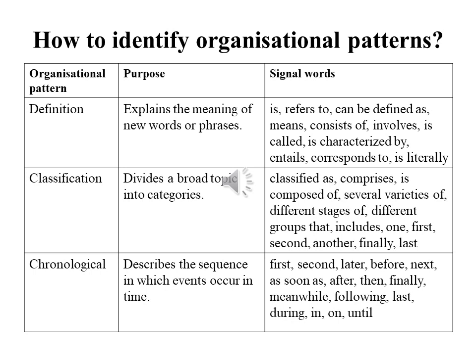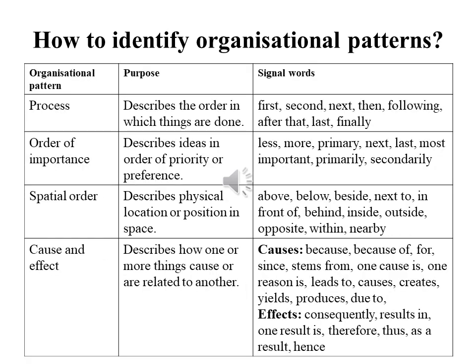Third pattern of organization we look at is chronological, the purpose of which is to describe the sequence in which events occur in time. Following this purpose, the signal words that are found within this pattern of organization include first, second, later, before, next, as soon as, after, then, etc. Well, we move next to process, the purpose of which is to describe the order in which things are done, and common signal words are first, second, next, then, following, etc.